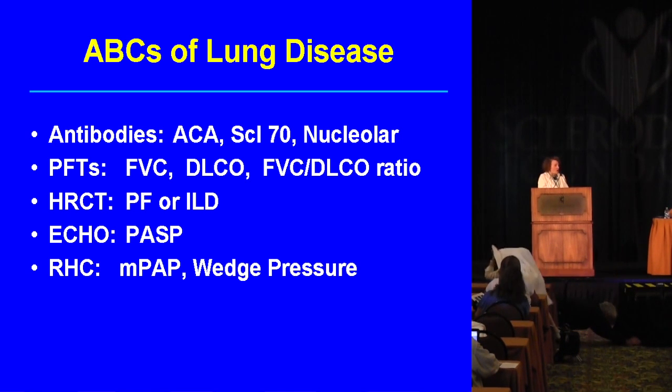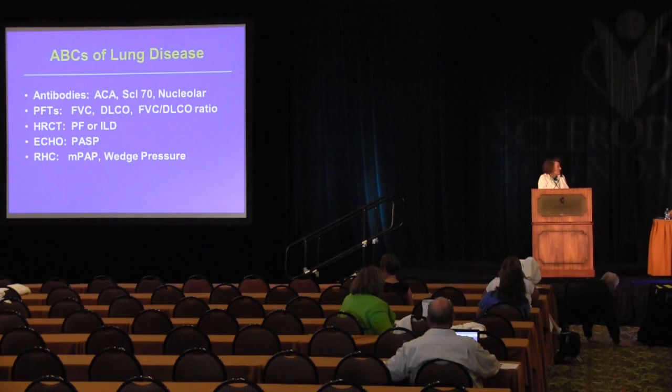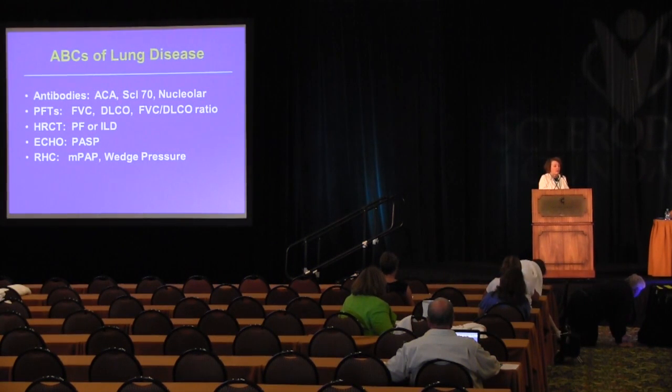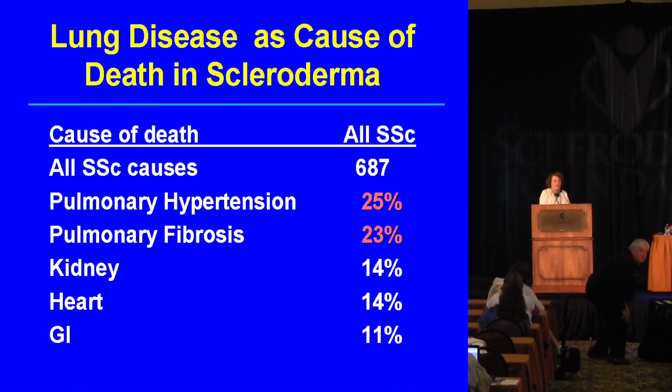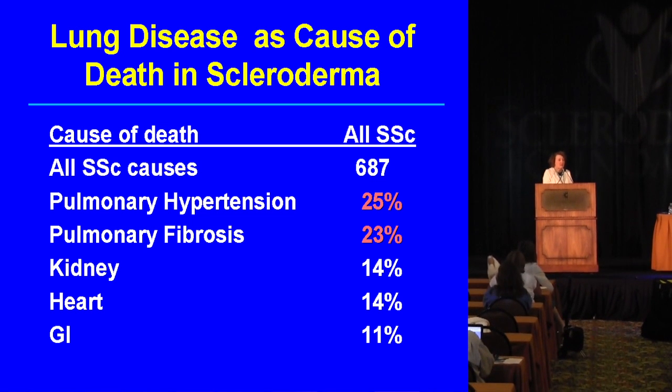And then we're going to also talk about the right heart catheterization, the RHC, and what the different measures are with that. First of all, though, I think it's really important that scleroderma patients understand that lung disease is now really the main cause of death.